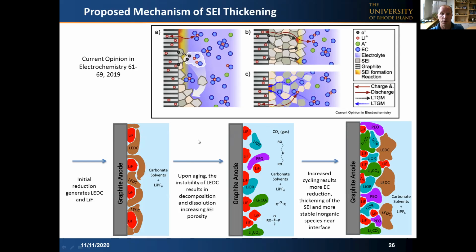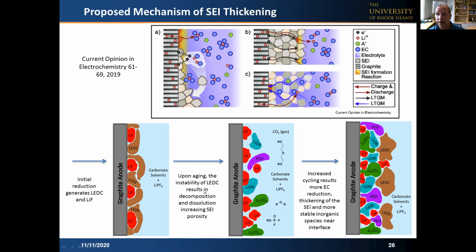We now propose a third alternative mechanism, which is that the initial SEI is generated, which is a nice thick passivating film composed of lithium fluoride and lithium ethylene dicarbonate. However, upon aging or exposure to low concentrations of water or low concentrations of impurities, which may happen in many research cells that are done under very dilute solvent conditions, the LEDC decomposes.